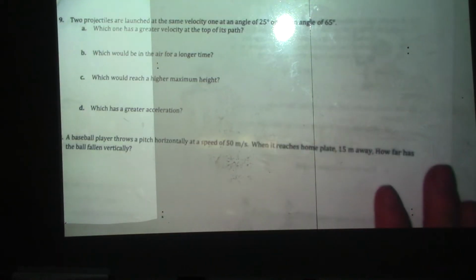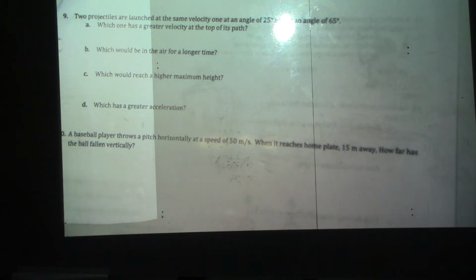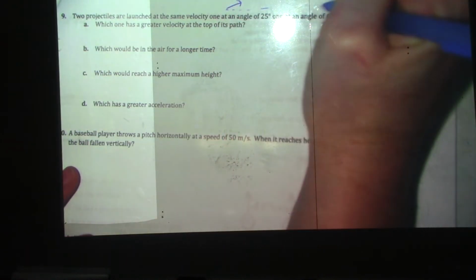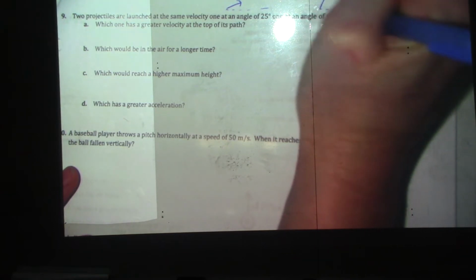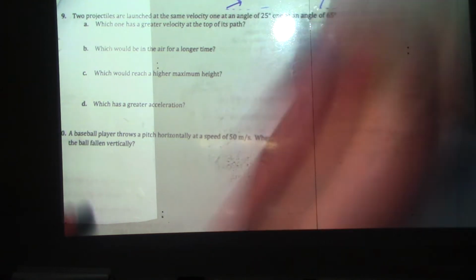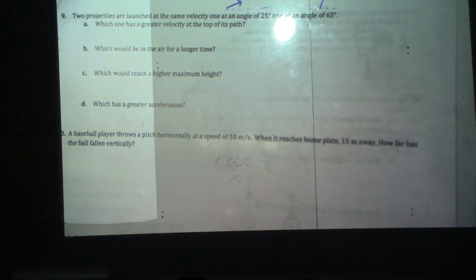Two projectiles are launched at the same velocity, one at an angle of 25 and one at an angle of 65, so it's helpful to picture this. 25 is a small angle, whereas 65 is a big angle, more upward, but it's still the same velocity, just at a different angle. Which one has a greater velocity at the top of its path?